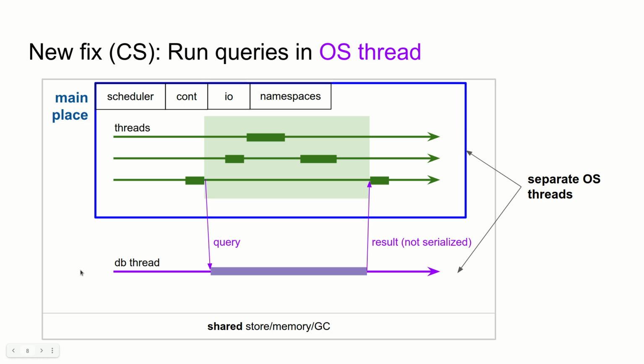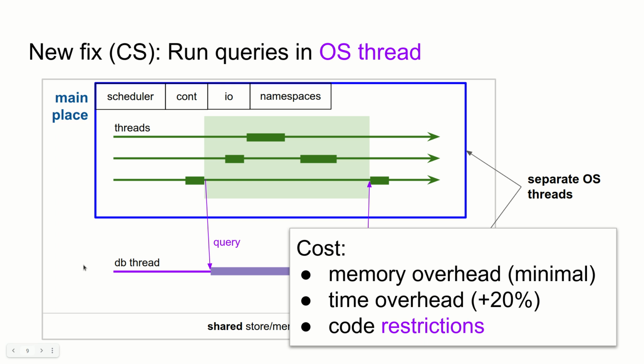On the other hand, this is still outside of the place, so it can't use certain features like the thread scheduler, the I/O system, and so on. Okay, so let's look at the cost for this. We no longer have to allocate a new Racket virtual machine instance, so the memory overhead is minimal. The time overhead drops to about 20% instead of 100% because we've eliminated the serialization and deserialization steps.